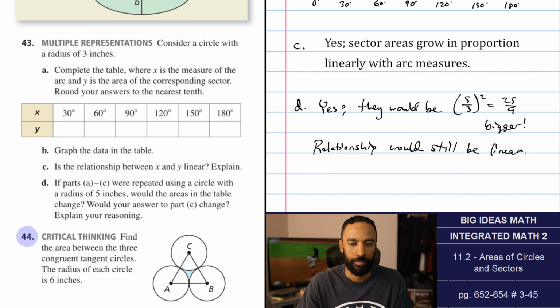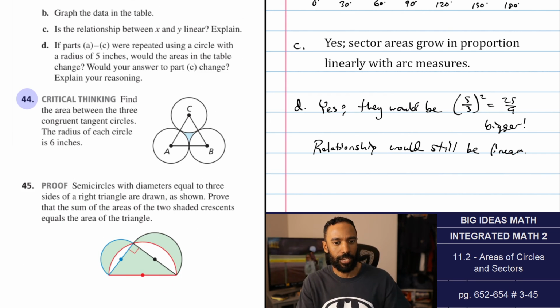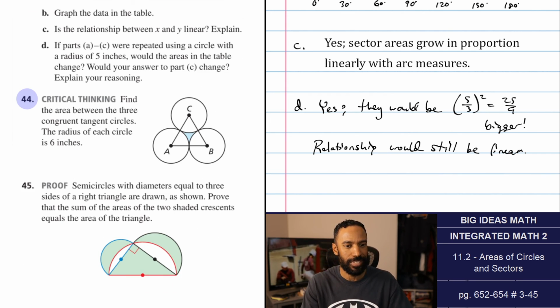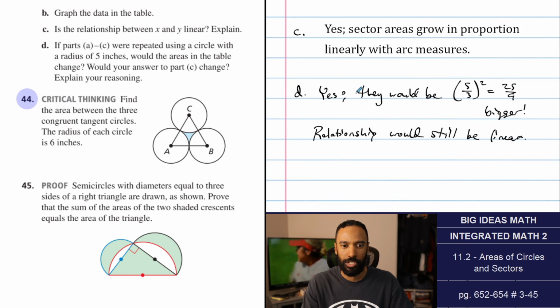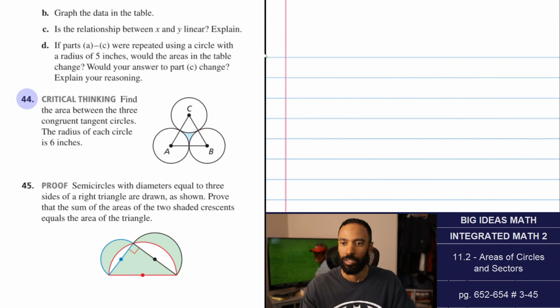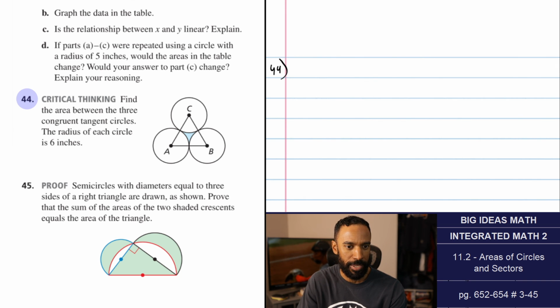Critical thinking. Find the area between the 3 congruent tangent circles. Just that little guy there. The radius of each circle is 6 inches. Let's copy paste that and see what's going on. It says critical thinking like this is a tough problem. Maybe it is. I have no idea.